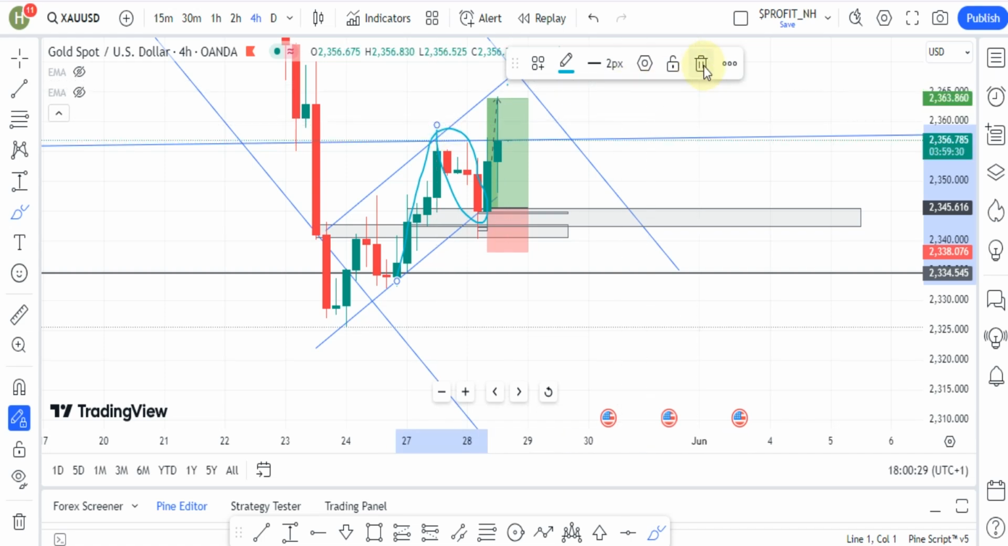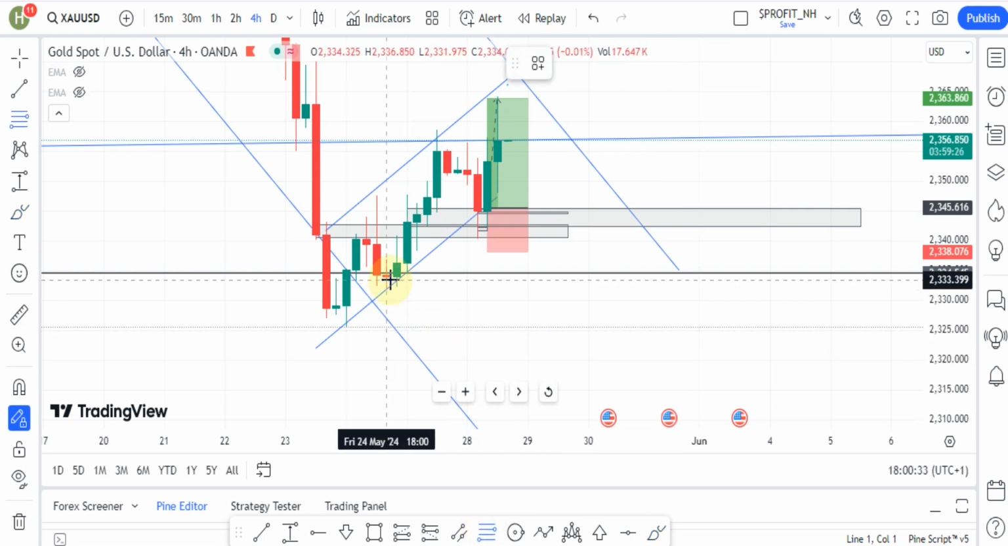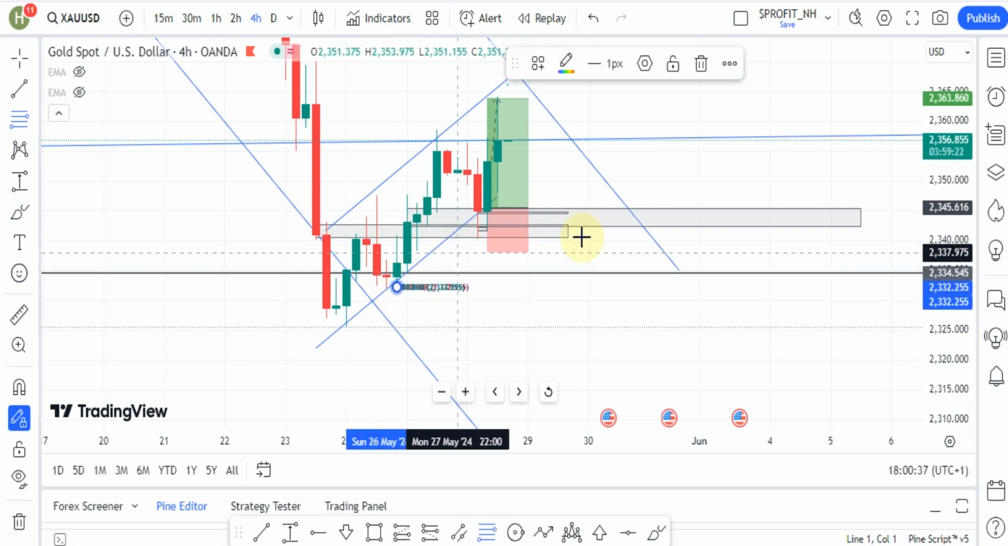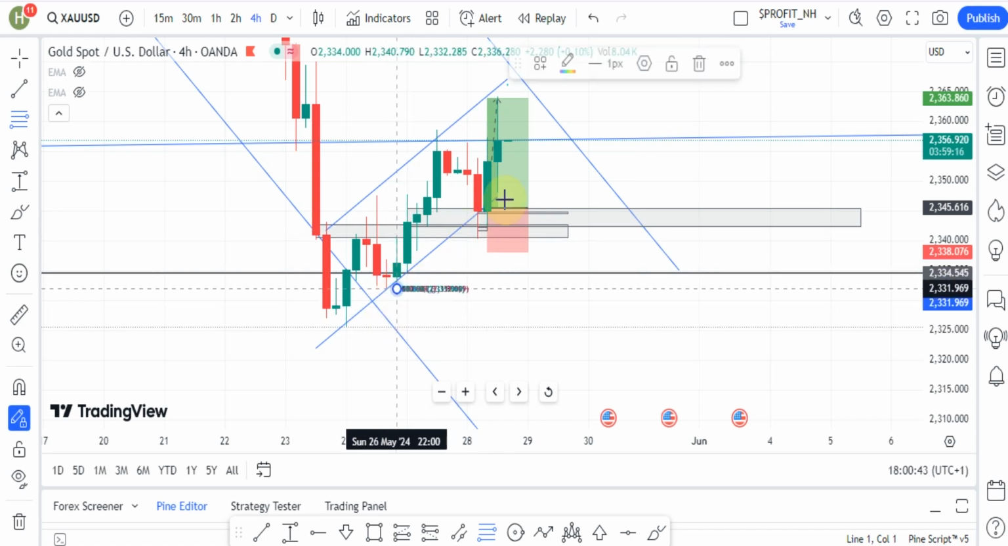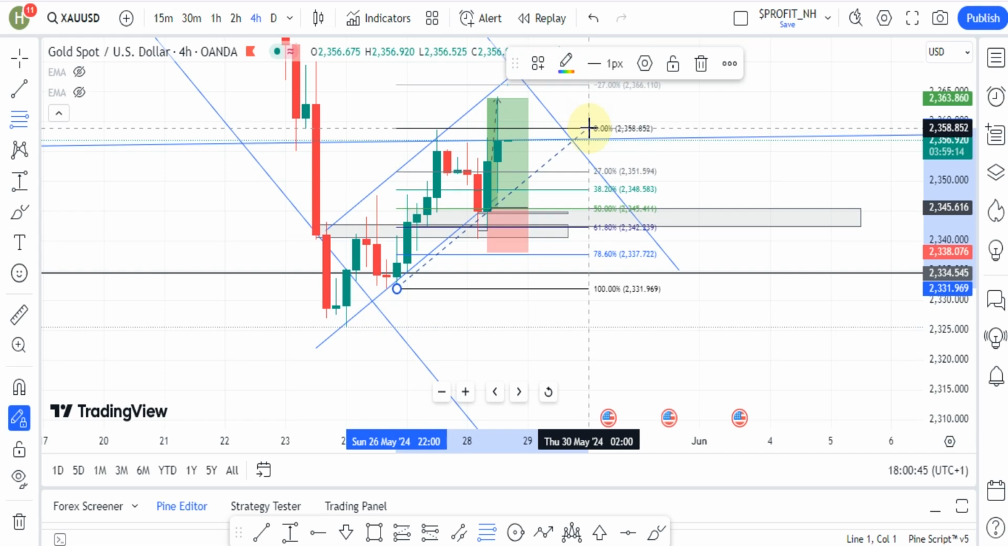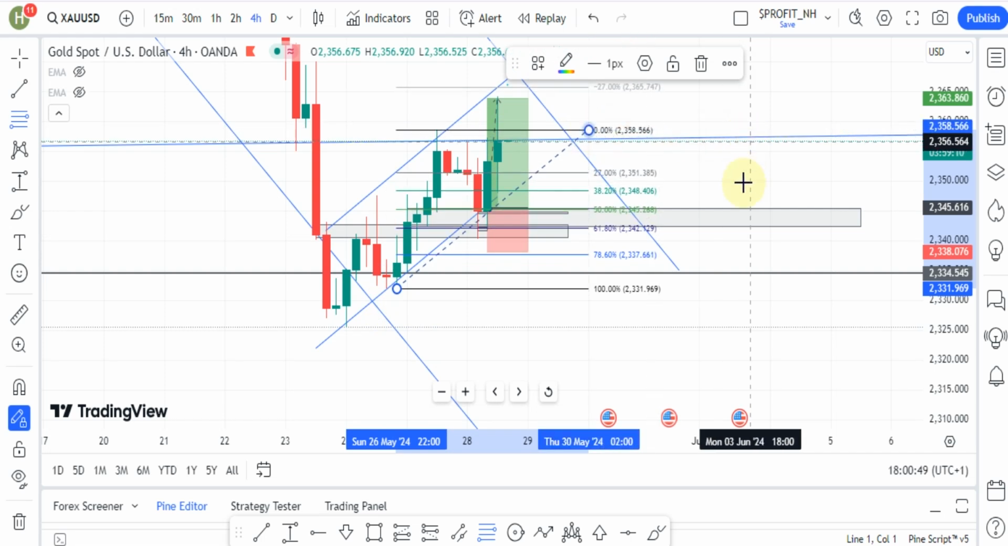So I went and pulled out my Fibonacci tool and tried to measure this retracement. The market came all the way from down here. We went to this area. This was the key area that I was looking at yesterday.